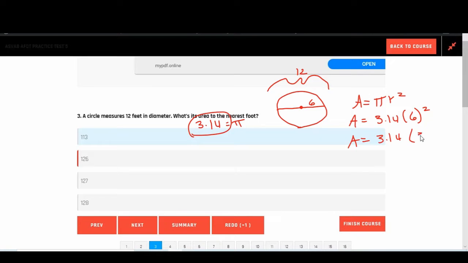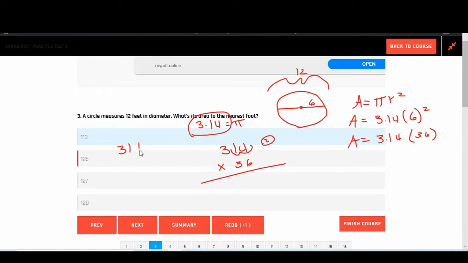3.14. 6 squared is 36. So now we have 3.14 times 36, which looks like this. That is, we're doing the multiplication of a decimal and a whole number. In order to do this, we actually have to make this decimal a whole number by shifting this decimal 2 times to the right to make 3.14 314. At the very end of this problem, I'm going to add 2 decimals back into the left.